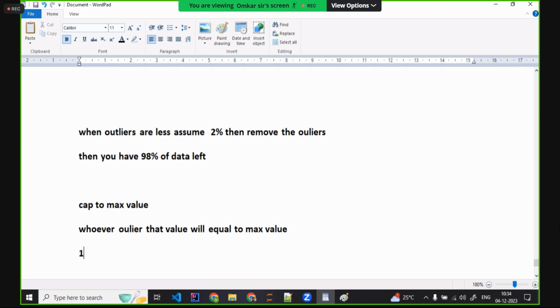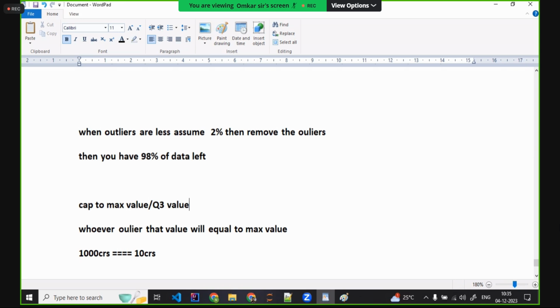Suppose Ambani is the outlier, his value is how much? 1000 crores. Suppose the maximum value is 10 crores. Then 1000 crores will be equal to only 10 crores. That means you are modifying the observation values. Cap to maximum value or cap to Q3 value. You are not removing; you are changing the observation, changing the value.